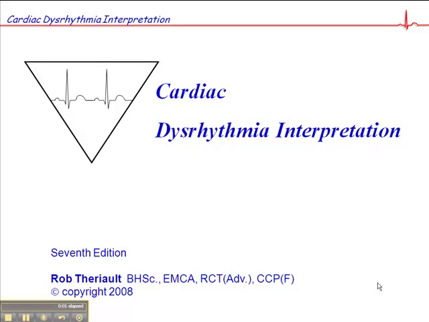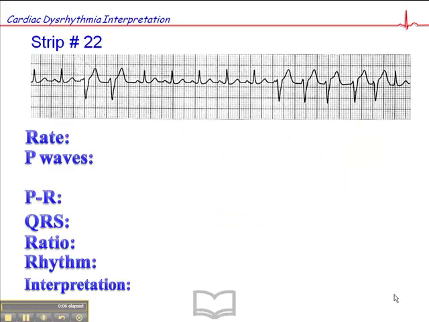This is ECG exercise number 22, and I'm sorry, I just can't recall what page it's on now, but in any case, exercise number 22. Now, it's a bit of an interesting rhythm here.